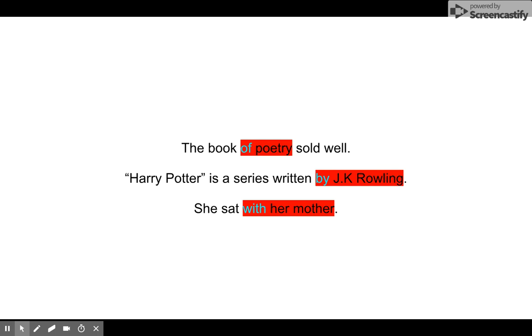Harry Potter is a series written by J.K. Rowling. It's telling you who created Harry Potter. And she sat with her mother. It's kind of positional. It's telling you who she's with.